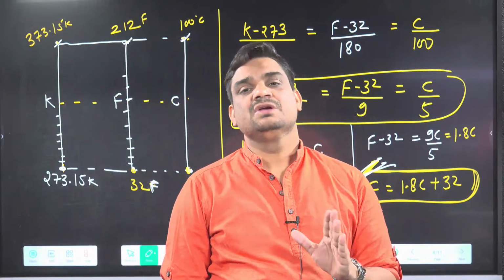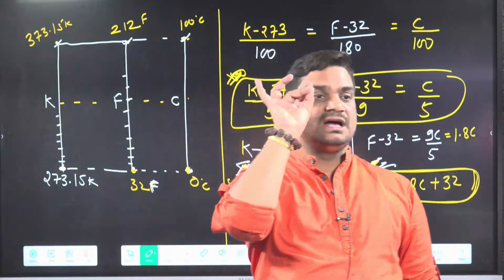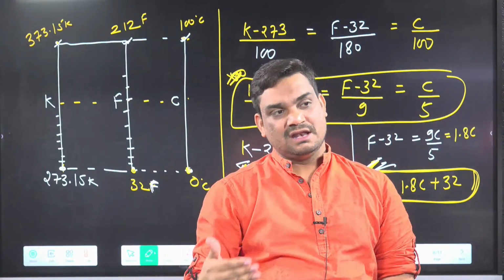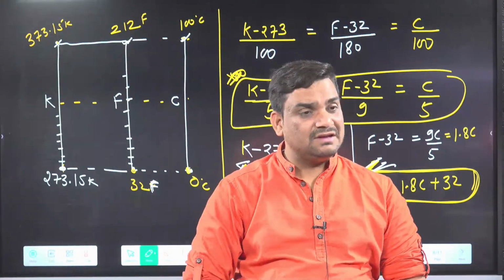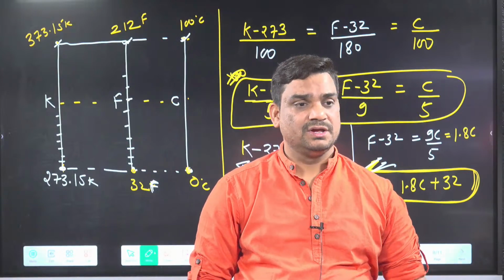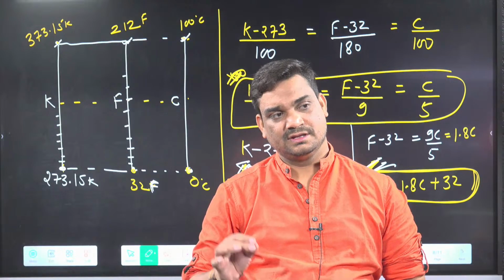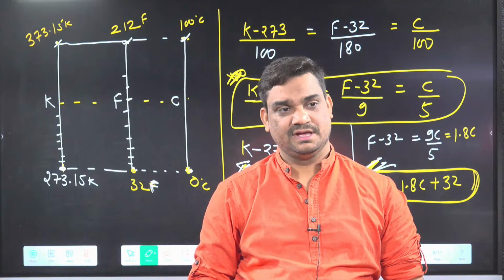They will ask which of the following pair cannot have same value. They will give options like Kelvin Fahrenheit, Celsius Fahrenheit, Kelvin Celsius. So which of the following pair cannot have same value? What will be the answer? Which option will you take? C and K.